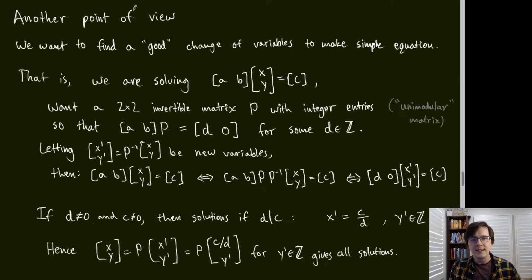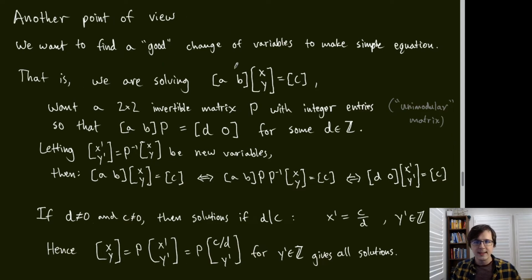There's something about all that that feels a little ad hoc to me, something that only seems to work for these two variable, one equation systems. So I wanted to discuss another point of view. What we're really doing is trying to find some good change of variables to make a simple equation. So what do I mean by that?